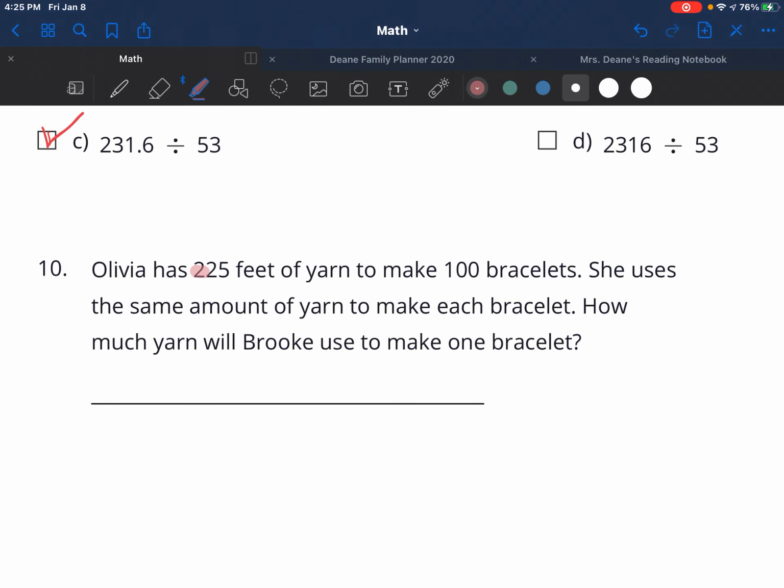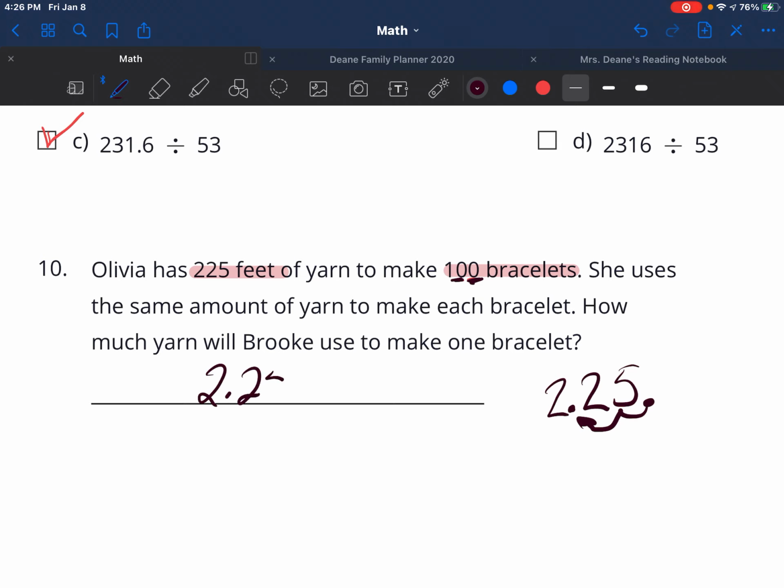Number 10 is another power of 10 problem. It says Olivia has 225 feet of yarn to make 100 bracelets. She uses the same amount of yarn for each bracelet. How much yarn will Olivia use to make one bracelet? I forgot to change the name there, sorry. So in this case, all you're doing is moving the decimal. You're moving the decimal 2 places because 100 has 2 zeros. So 2, 2, 5. Understood, the decimal is here.